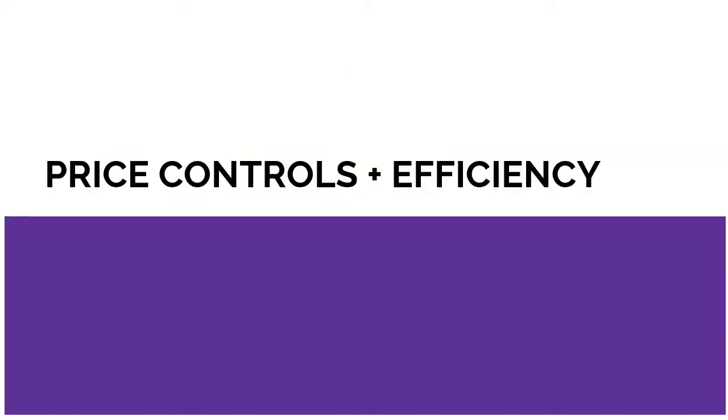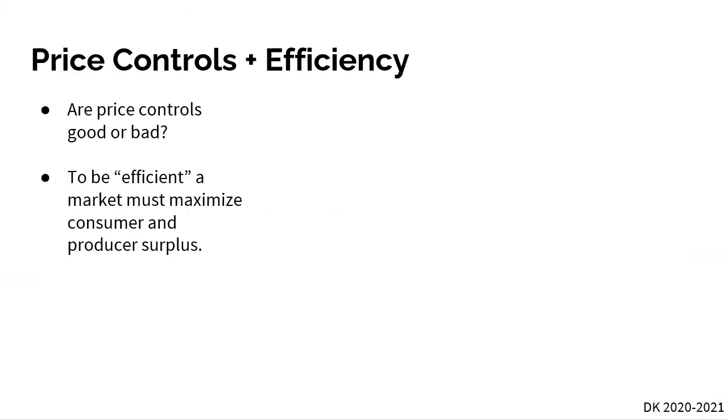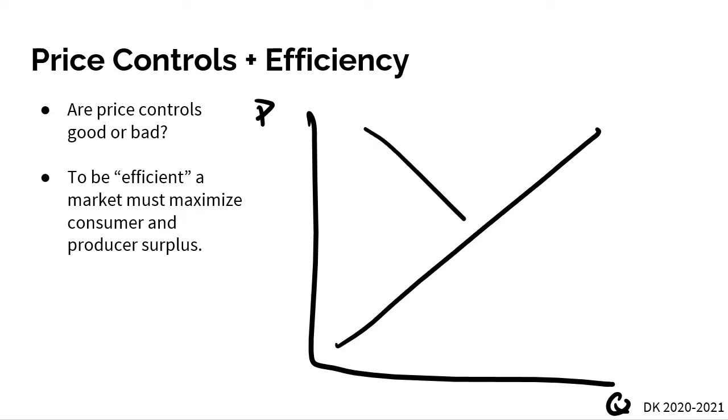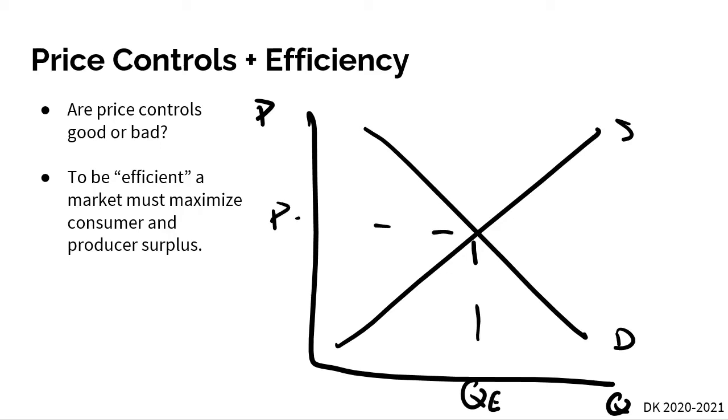And so here, this leads us to efficiency. And so, are they good or bad? Well, we talked about in the past two examples with price floor and price ceilings, they are both good and bad, right? Well, here, another reason why price controls are bad is because they cause inefficiencies in the market. So if we just look at a normal supply and demand curve, here's our quantity and here's our price.